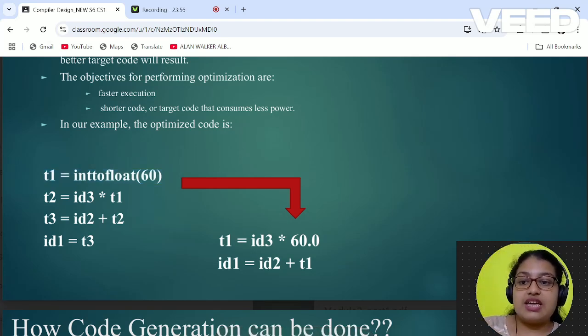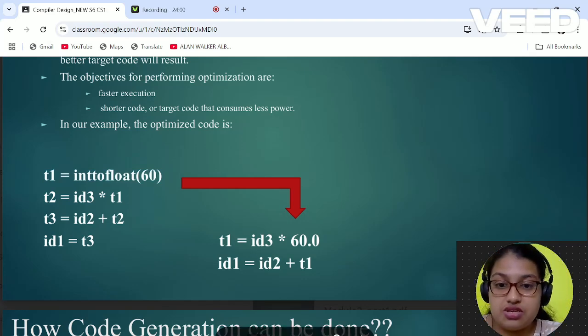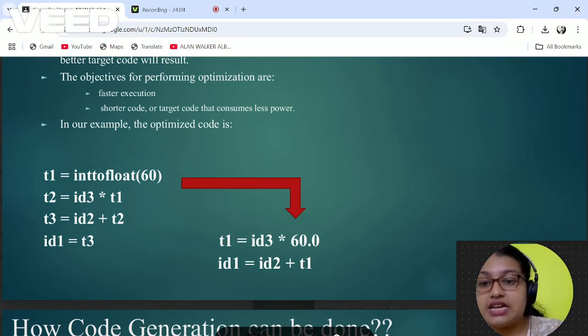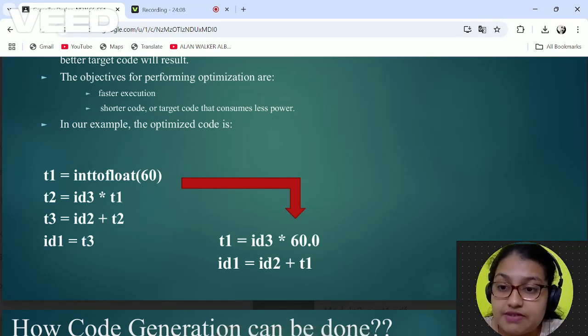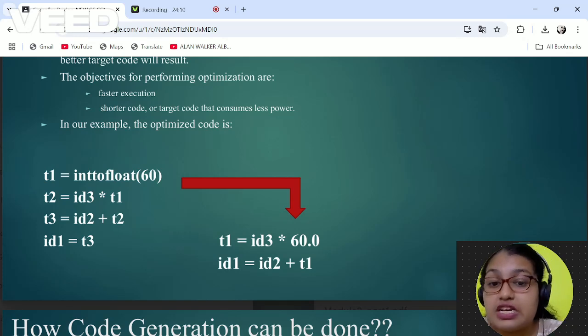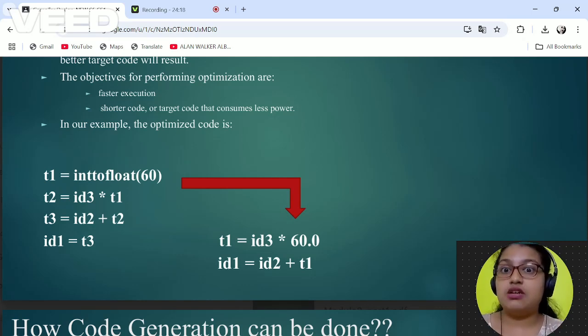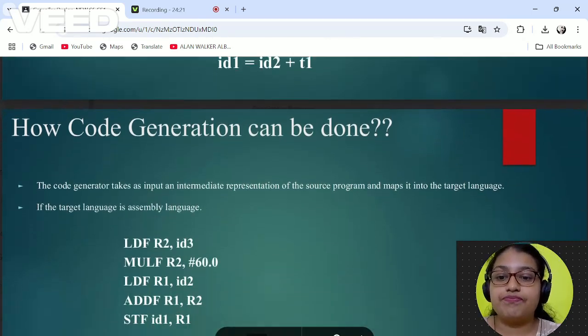And again, I have id3 into 60. This much is my first step. Then I have id1, and inside id1 I have id2, and id3 into 60 is already t1. I have already assigned it over there. So id1 is equal to id2 plus t1. The step is over. So I have made my code more optimized, better. I have improved the result.